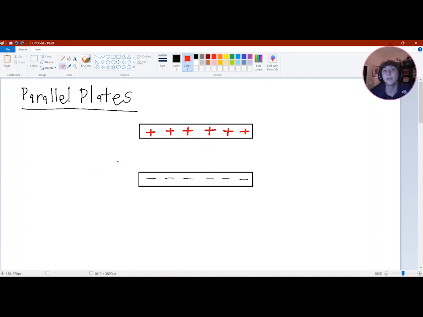Let's say we had a positively charged particle. It would be repelled from the positive plate. It would be attracted to the negatively charged plate. On the other hand, if we had a negative particle, it would attract to the positive plate and repel from the negative plate. There are three assumptions that need to be made in order for this to apply, however.